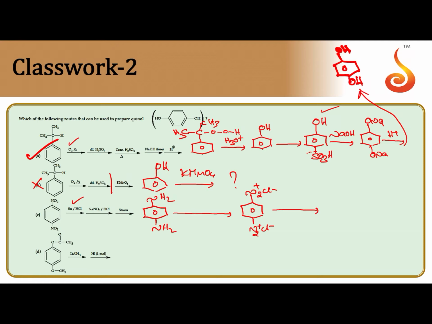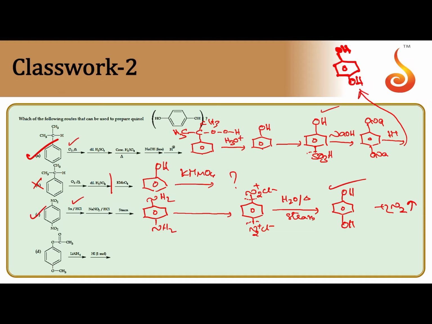After the formation of the diazonium salt, on heating with steam, N2+ is substituted with OH of the steam. So since two groups are there, at two places two OH groups are attached. Then N2 gas, 2 moles, is released. So in this way also we got our desired compound quinol.